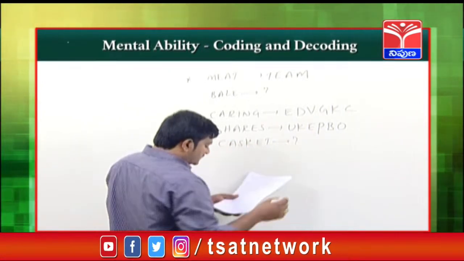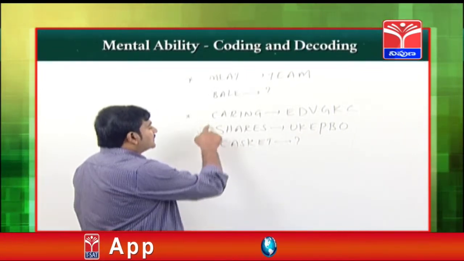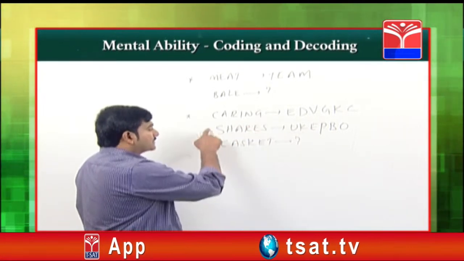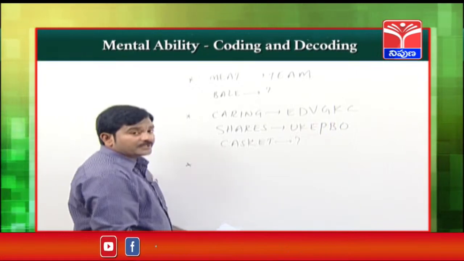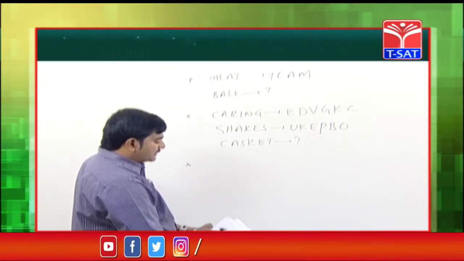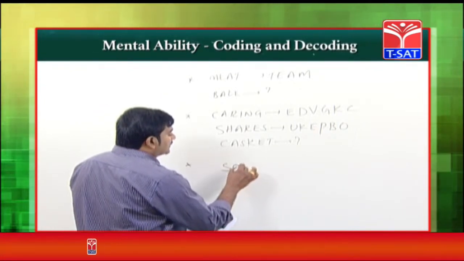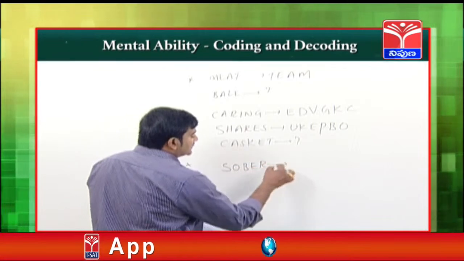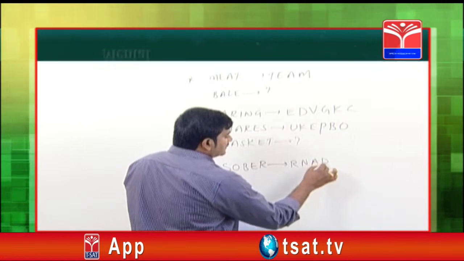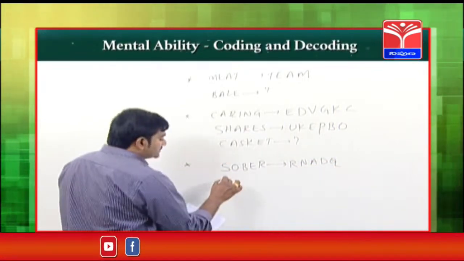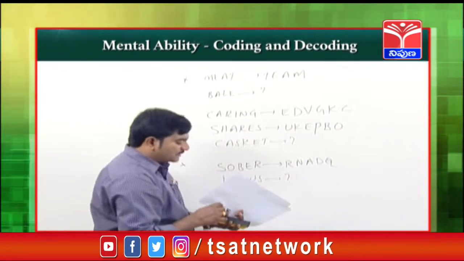CASKET. What is the code for the word casket? Here two words are given with coding for two letters, and he asked to find out the third letter. Similarly we can take one more question. The next question in this letter coding is: in a certain code language, SOBER can be written as RNADQ. Then what is the code for the word lotus?